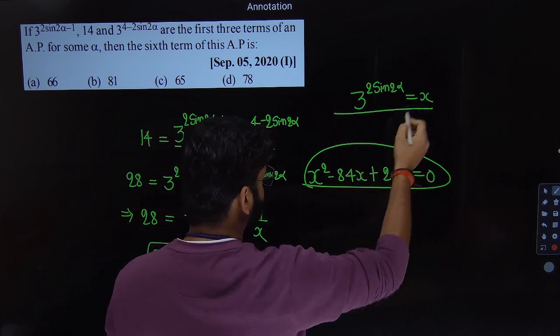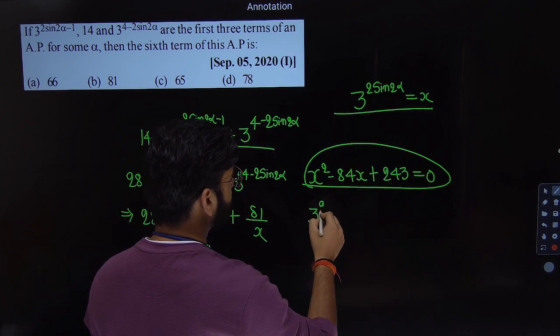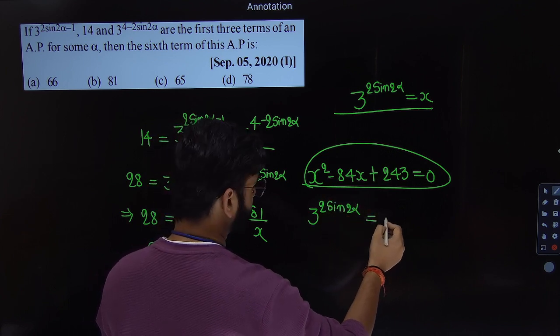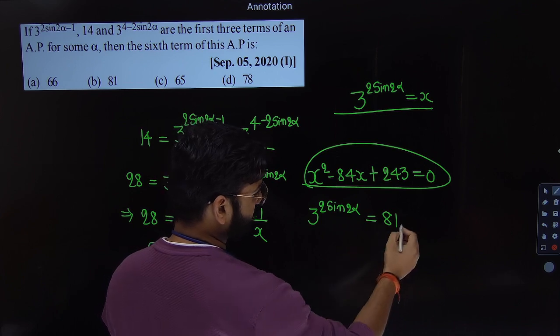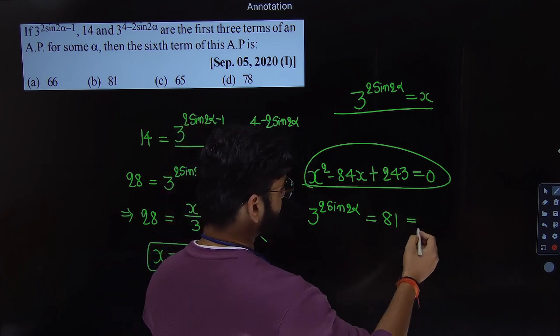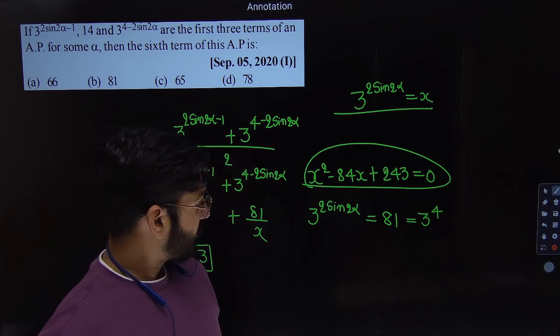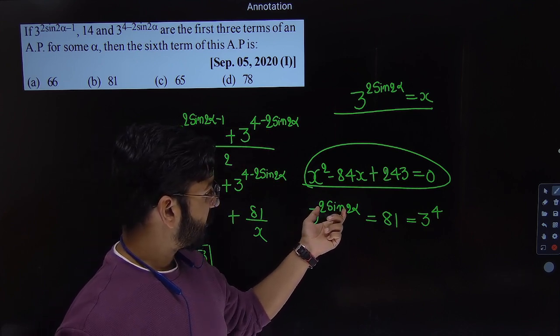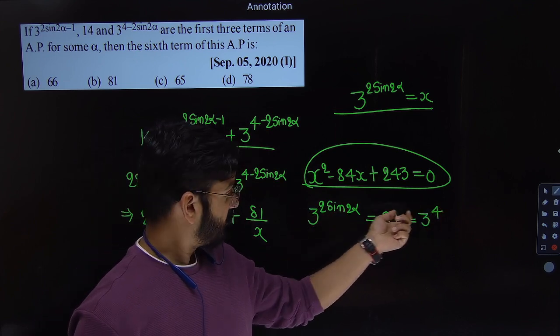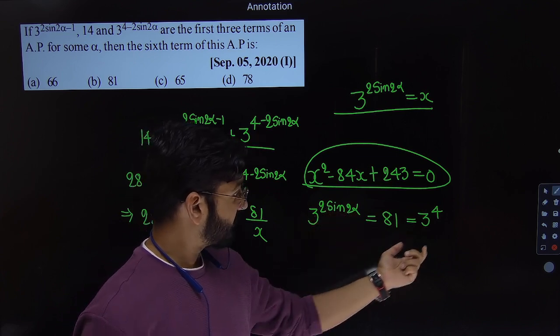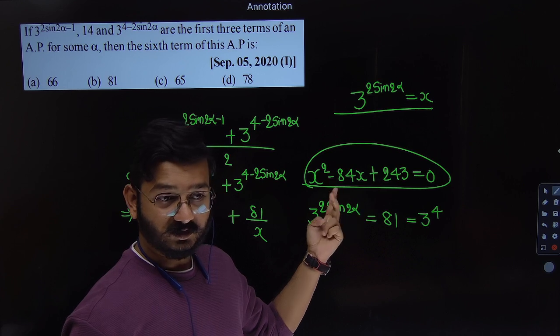So when we put x as 81 here, 3 to the power 2 times sine 2 alpha will be equal to how much? 81. So what can we write? 81 as 3 to the power 4. So when you compare 3 to the power 2 sine 2 alpha with 3 to the power 4, what will be sine 2 alpha? Compare this with this. What will be sine 2 alpha? 2.